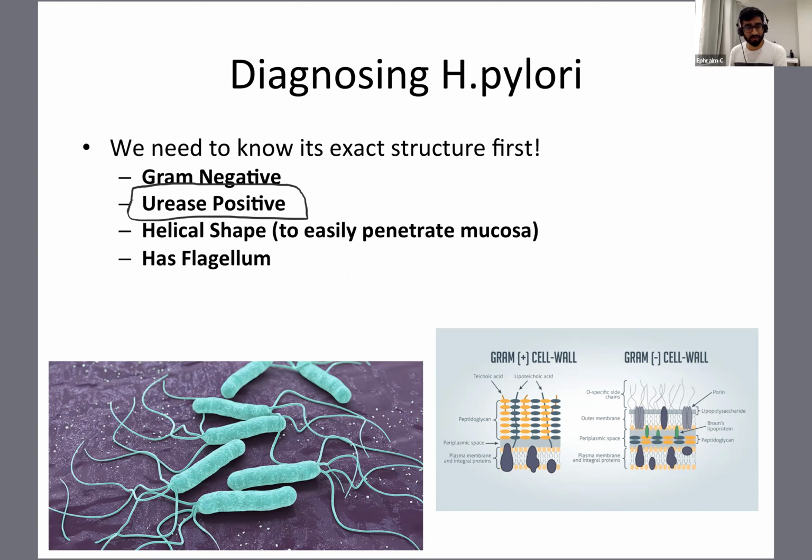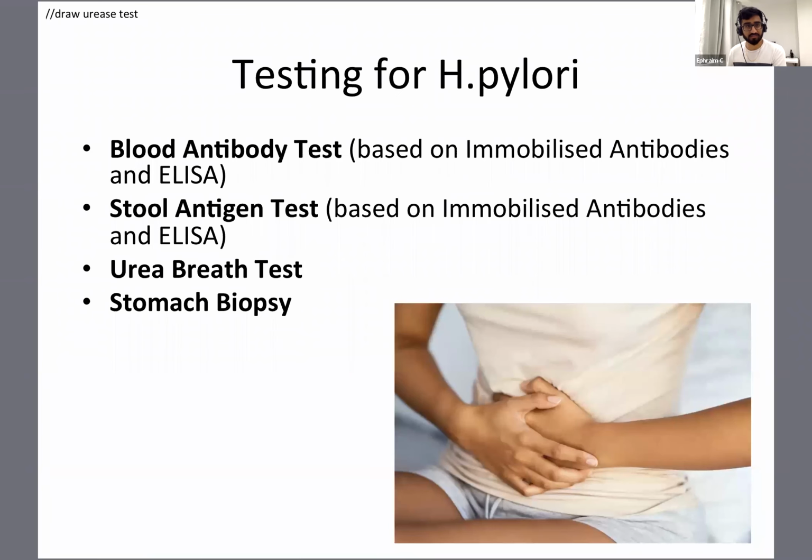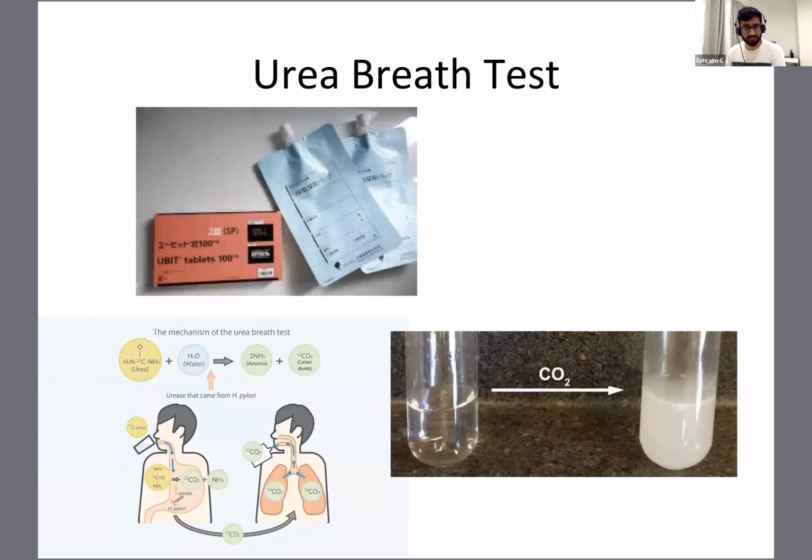So we can test for the presence of urease by simply giving a person urea. We tell them to drink urea, and on that urea there's a special isotope attached, a kind of carbon dioxide isotope. If urease is present, it will break down the urea you've given into ammonia and carbon dioxide, and the carbon dioxide that you breathe out carries the special isotope. We just detect the presence of carbon dioxide using a simple lime water test.